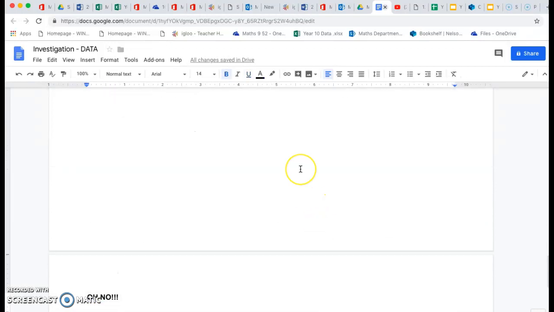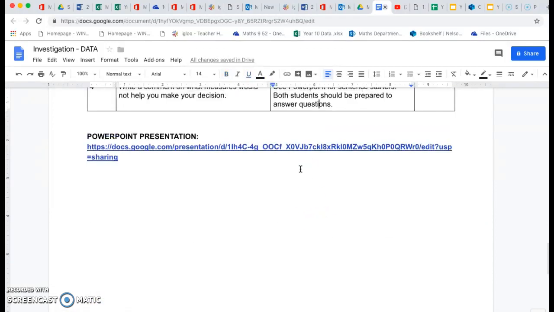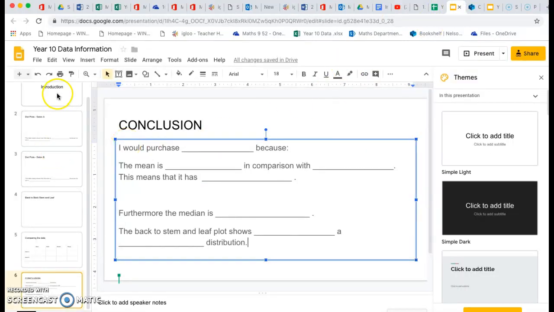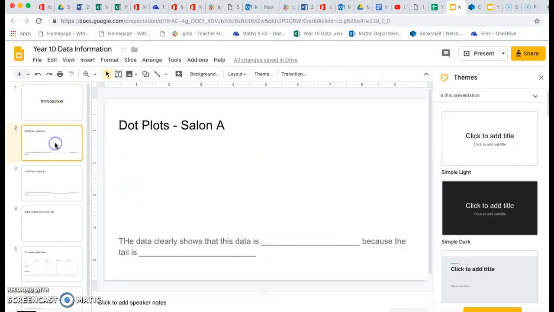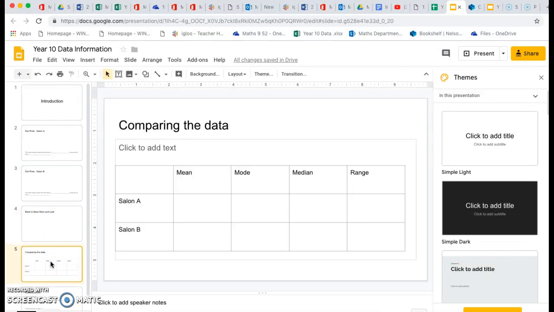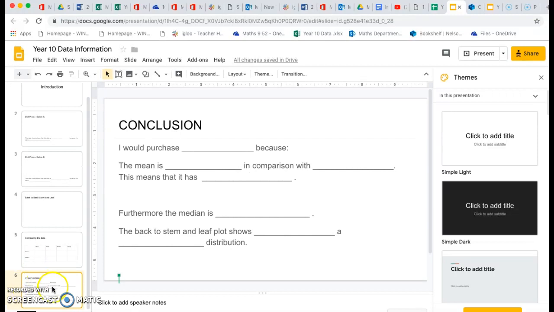Then you're going to write a comment on what measures would not help your decision. Depends on the data. We're then going to present the data in a PowerPoint using sentence starters that I've given you. So the PowerPoint begins with an introduction, dot plot for Salon A, dot plot for Salon B, a back-to-back stem and leaf plot, compare the data exercise, and then the conclusion.